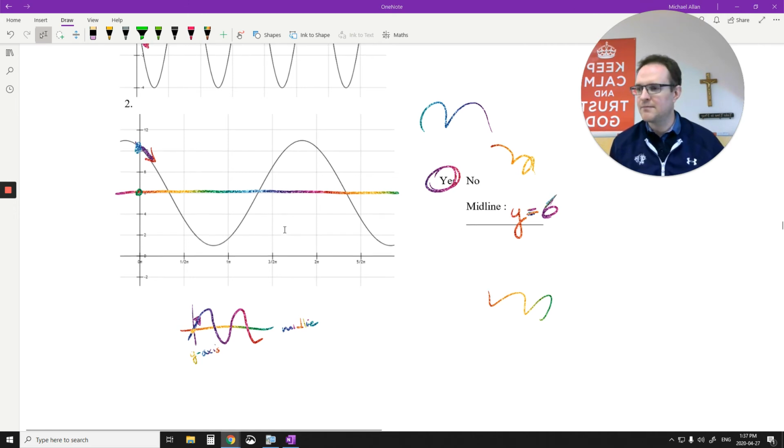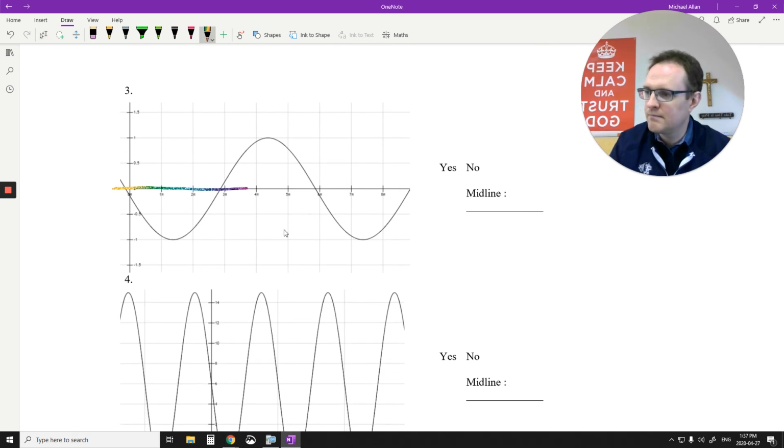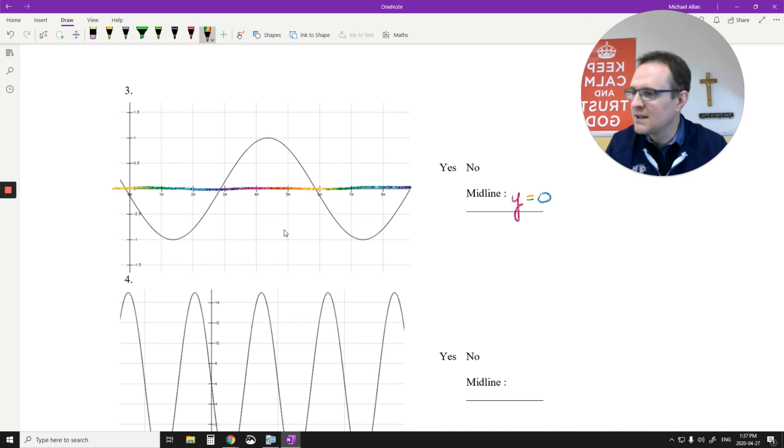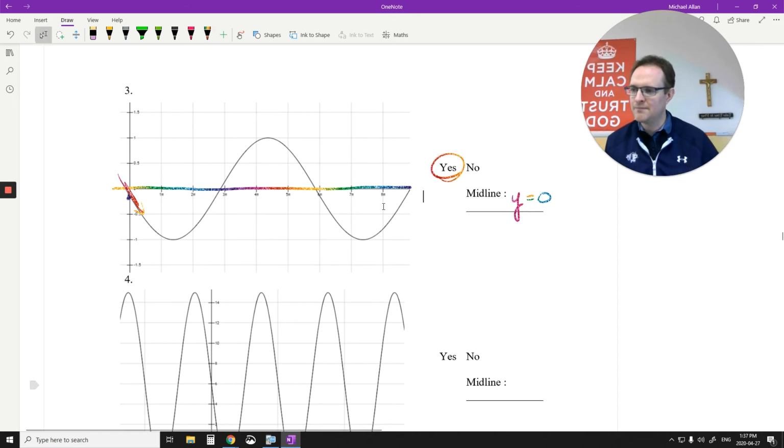Cool. Okay. Let's go down here. Let's see. So my midline. Here's my midline. It's going right down the middle, so that's y is equal to 0. And they're not touching each other, and it's also going downwards. So that's two wrongs here. So there's definitely been a phase shift in this one.